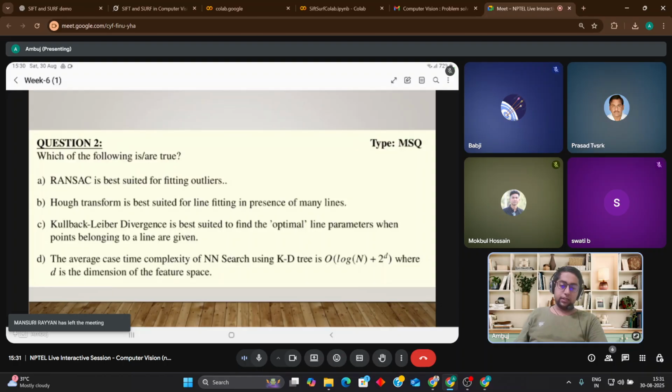Then the average case time complexity of NN search using KD tree is O(log n + 2^d), where d is the dimension of the feature space. This is a question posed in front of you all. Please try to solve.